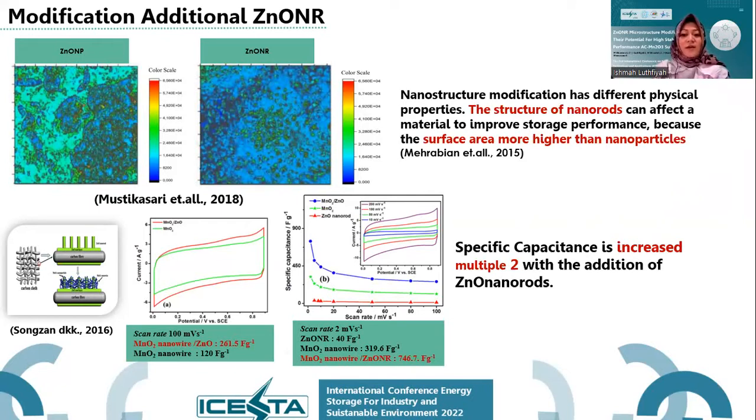The structure of nanorods can improve storage performance because the surface area is higher than nanoparticles. Then in other research by Zongzhan et al. in 2016, the specific capacitance increased multiple times with the addition of ZnONR. For example, using just MnO2 nanowire, you get a performance of 120 farad per gram. But if you composite with ZnONR, you can get higher, up to 261 farad per gram.